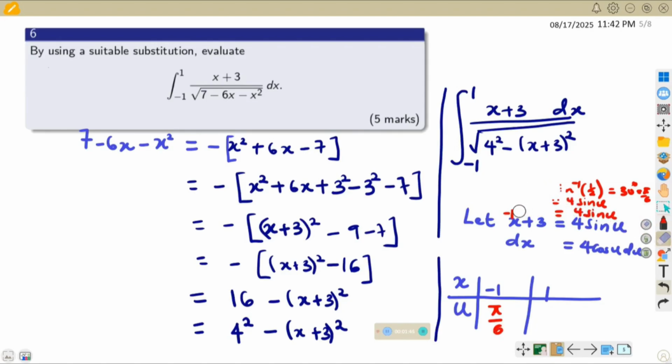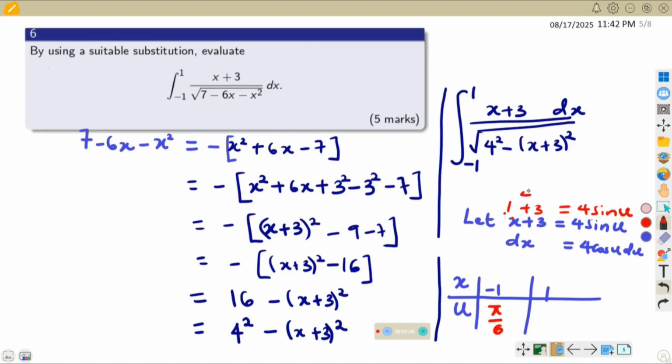Now we go to our upper limit. Our upper limit is saying when our x is equal to 1, what will be our u? So when x is equal to 1, 1 plus 3 is equal to 4 sin u.